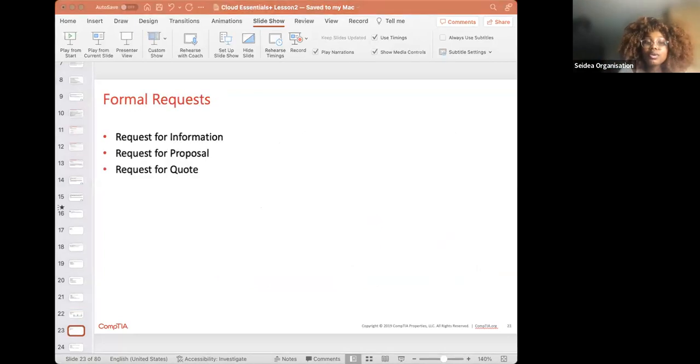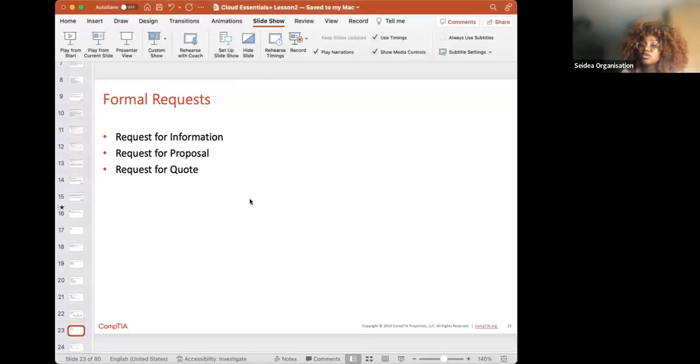So we're now going to go into the second element, which is formal requests. In the context of cloud computing, formal requests are tools organizations use to gather information. With a formal request, you're looking at how to gather information, how to solicit proposals, and how to obtain pricing details from cloud vendors. These requests are grouped into 3 categories.